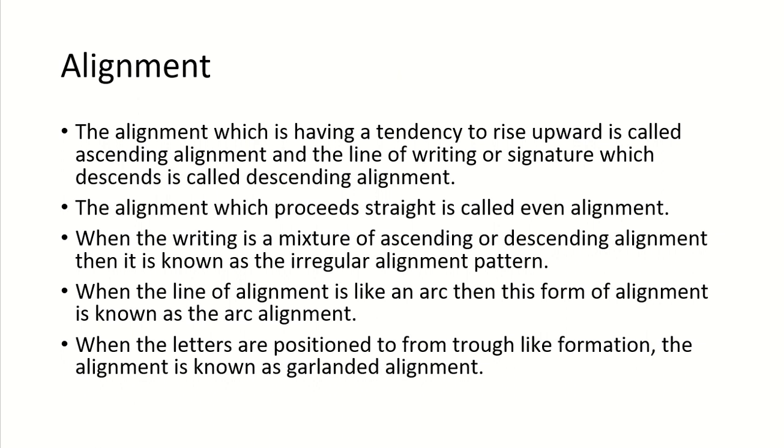About alignment, how the writing is placed. If it is upward, it is ascending alignment. If it is downwards, it is descending alignment. So this is the ascending alignment, rising upward. This is the descending alignment, going downwards. And this is the straight alignment. It is also known as even alignment.